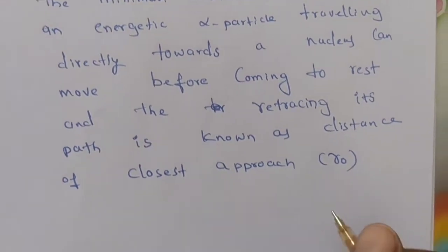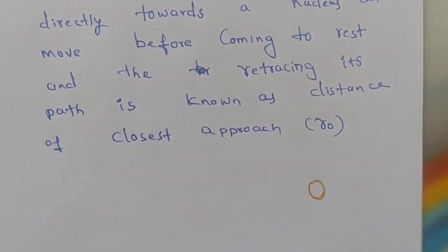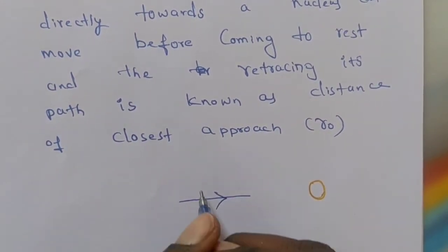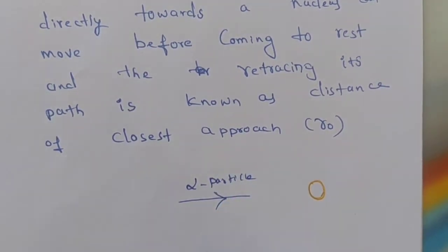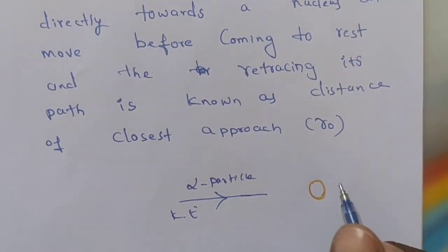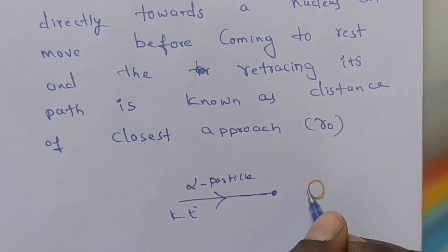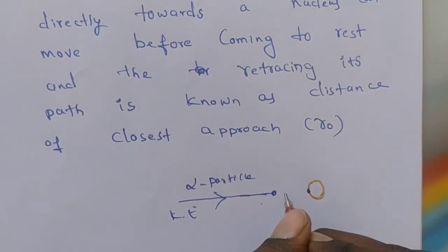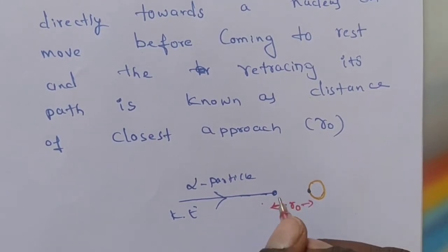So here this one is the nucleus, and this one is an alpha particle. The alpha particle moves towards the nucleus. Its kinetic energy converts to potential energy when it comes nearer to the nucleus. Why does it come to rest? Because more repulsive force will be acting between them. Here the distance between them is considered as R naught, the distance of closest approach.